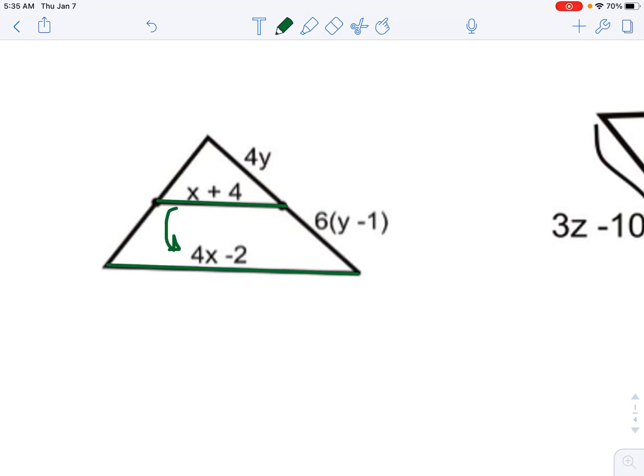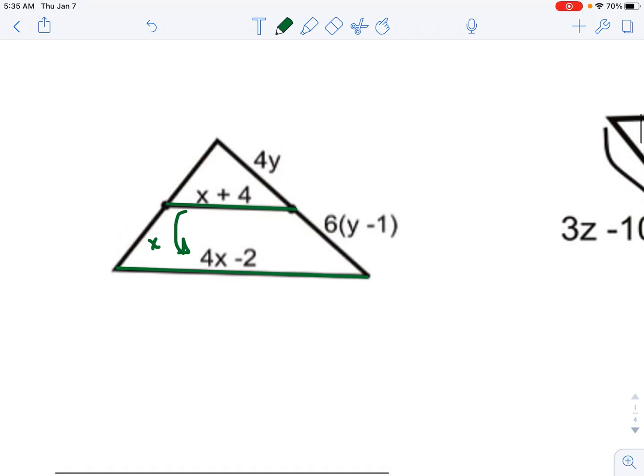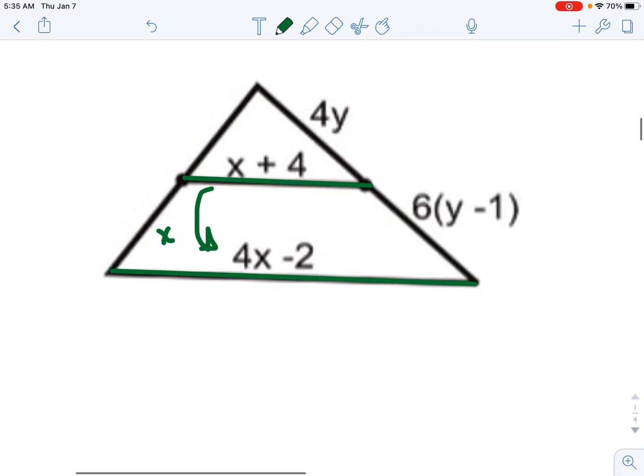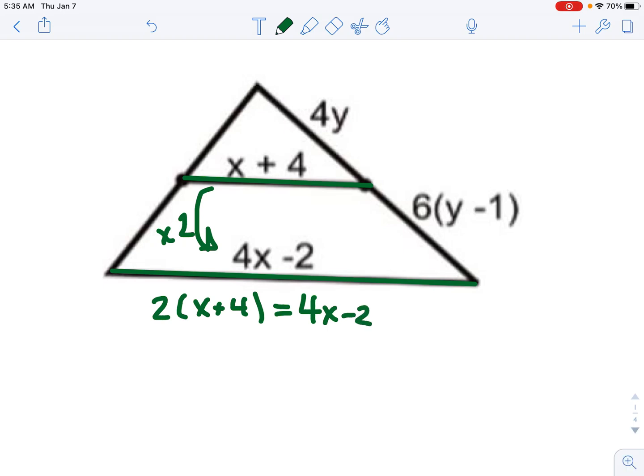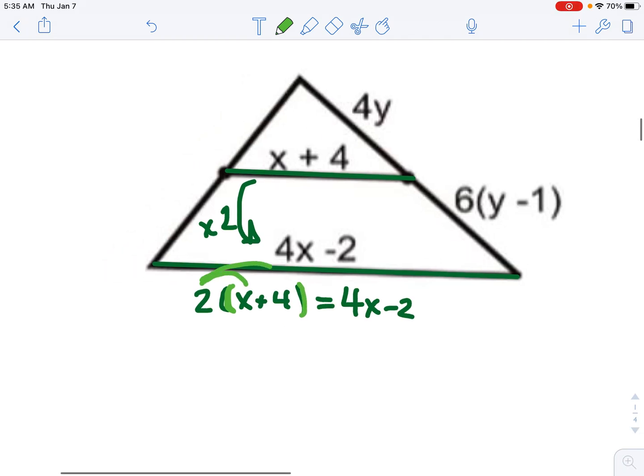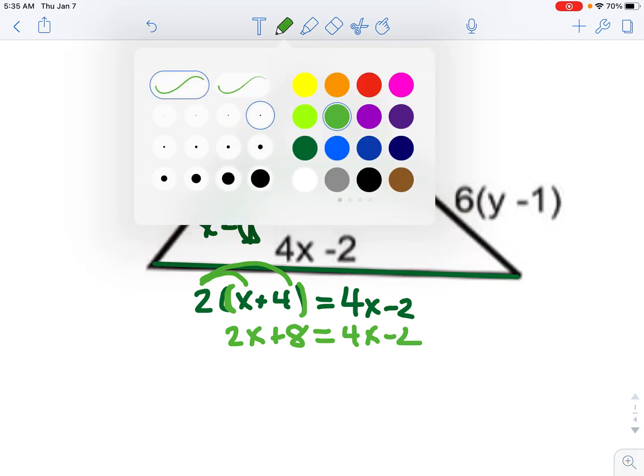Alright, so remember, let's just focus on this problem. I like this problem because we have to think about a little bit more than just mid-segments. We get to think about sides. But anyways, let's just focus on the mid-segments. Remember, multiply by 2. Now I like to put parentheses right here, because it reminds me that I'm going to distribute the 2. So I'm going to do x plus 8 equals 4x minus 2.